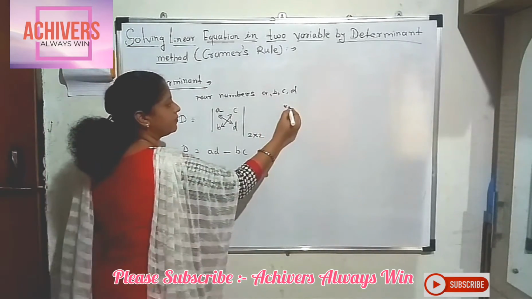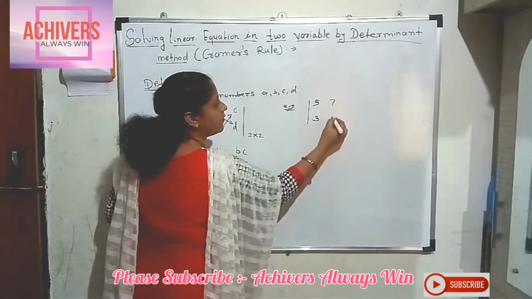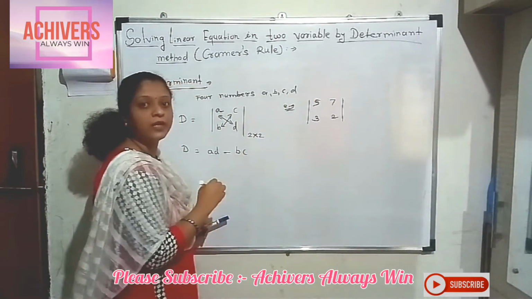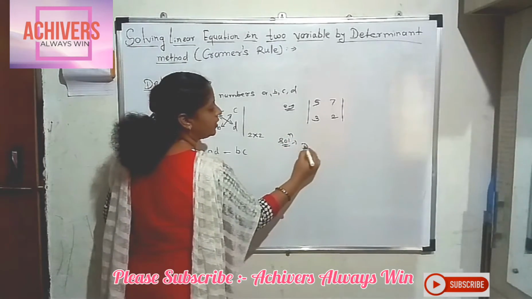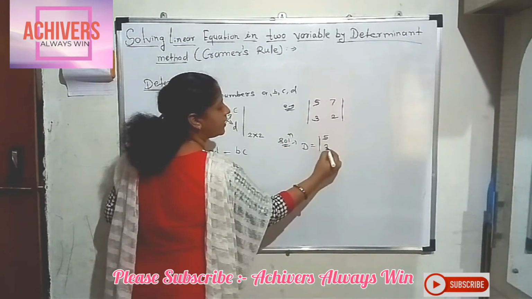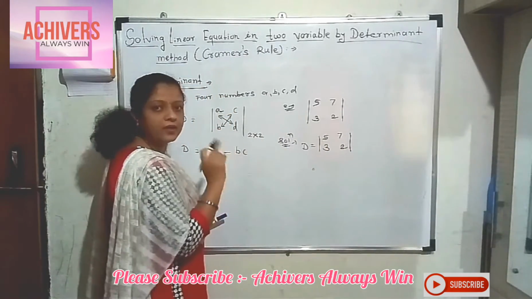For example, here we have given a determinant 5, 3, 7, 2. Find the value of that determinant. Solution: first we write the given determinant, 5, 3, 7, 2. Then how can you solve this determinant? By taking the cross multiplication.